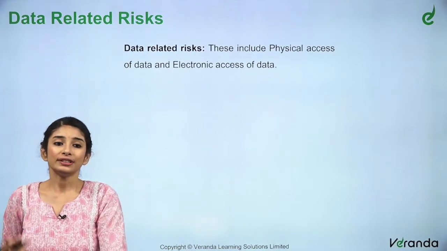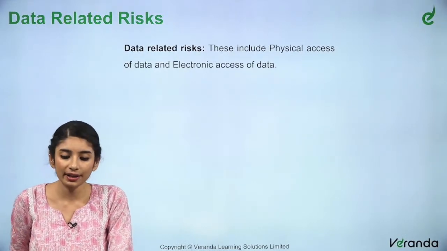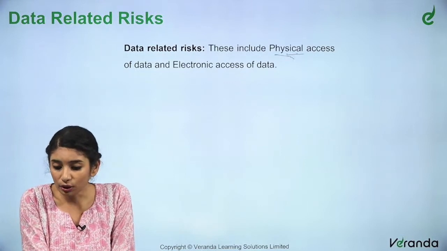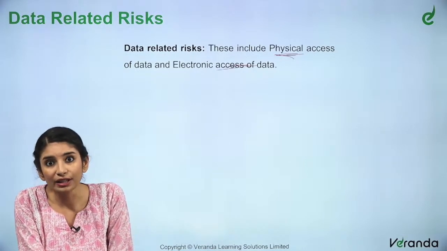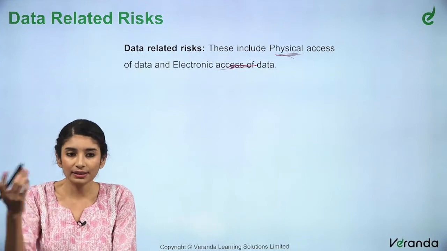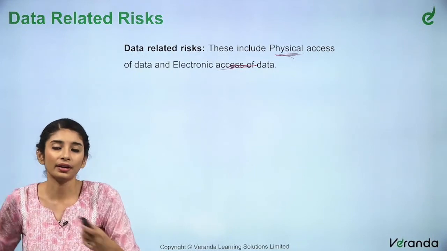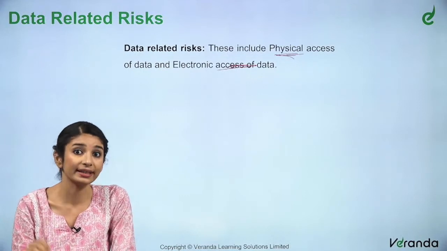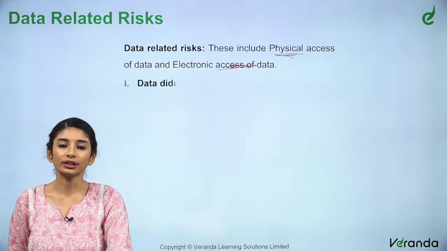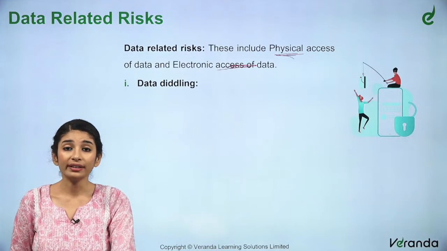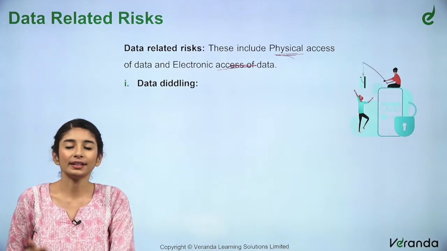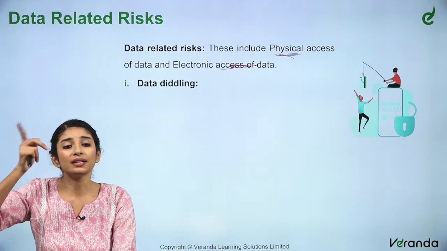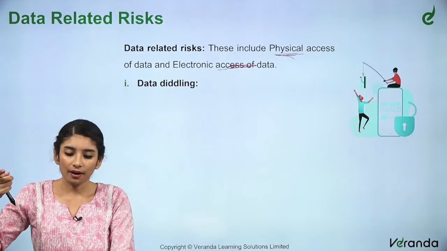Next, we move on to data related risks. This includes physical access and electronic access of data. Physical: someone comes, steals my laptop and runs away. And someone goes into my systems and changes the data, that is logical. Physical and logical access of data. Number 1 here is data diddling. Data diddling means changing the data before or after it enters the system.